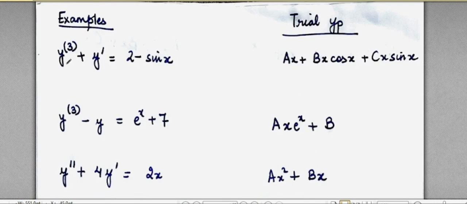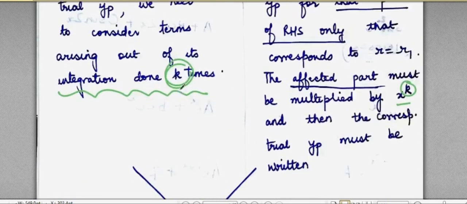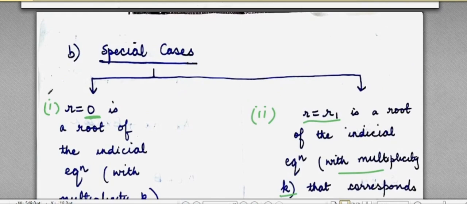For example, your question is y triple dash plus y dash is 2 minus sin x. So its characteristic equation will be r cube plus r equal to 0. So that means r is 0 and r square plus 1 is 0. Alright, so because r is common, r square plus 1. So the roots are r equal to 0 and plus minus iota. Now 0, as soon as you get a 0 in the characteristic equation, it activates your special case 1.